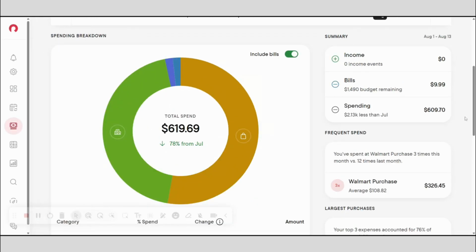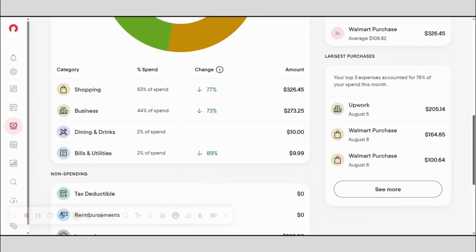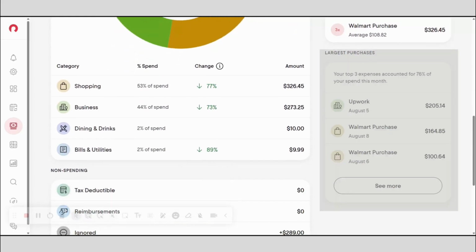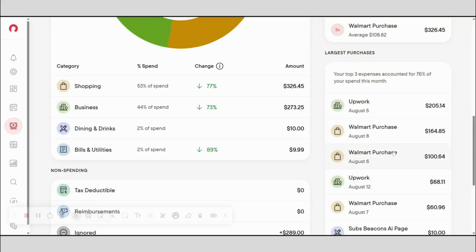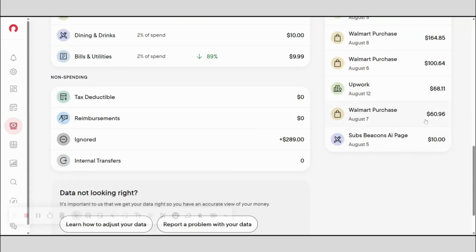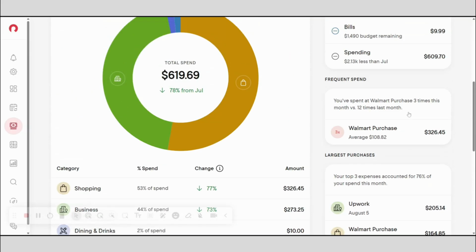So you see here, let me make this a little bit bigger. What I like with Rocket Money is that the interface is just really beautiful. So it's showing here 3x. And then down here, you have your top 3 expenses accounted for 76% of your spent this month, right? So for me, it's Upwork, Walmart purchases. You can see more, right? So it will keep breaking it down for you.